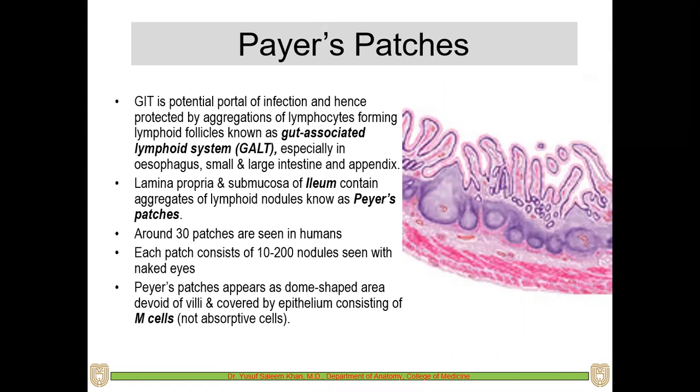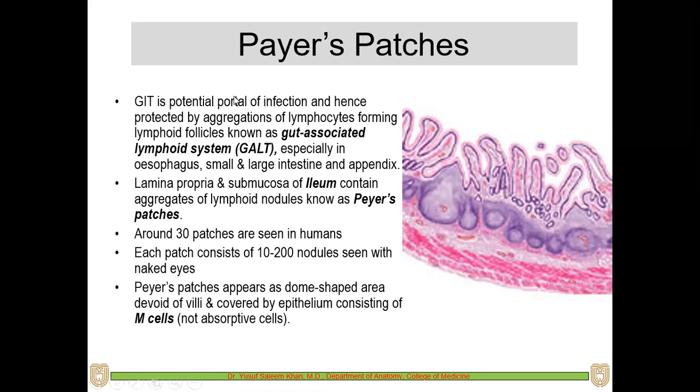Now coming to a specialized feature which is present in the intestine, that is called the Peyer's patches. The GIT is a potential portion for infection, because we have food and other products going from the external environment into the body. So it has a potential for infection. It can carry many bacteria and viruses.